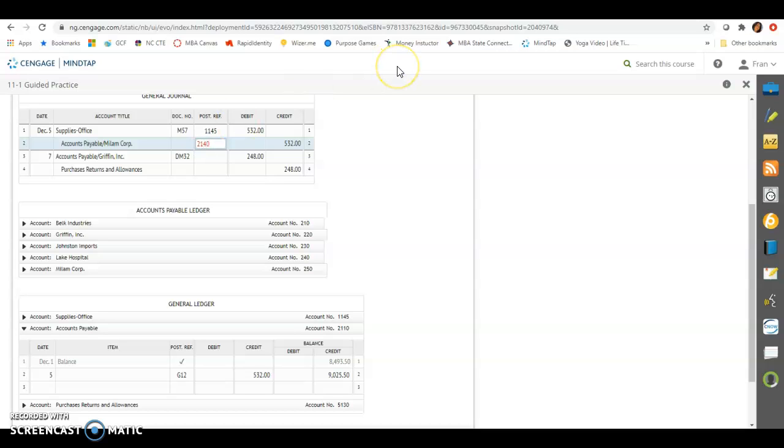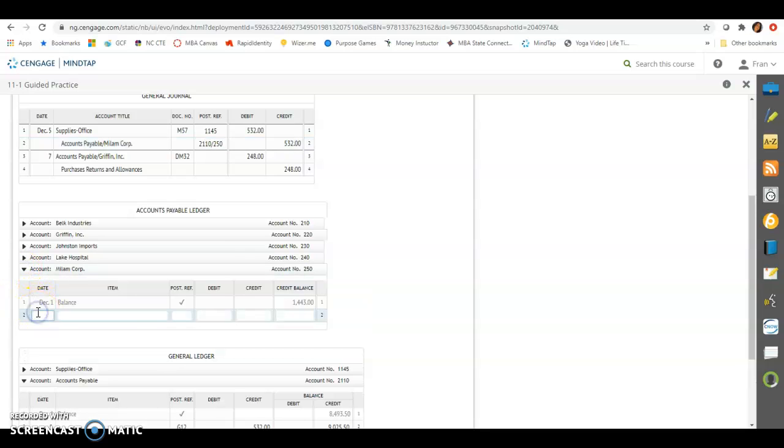But, whoops. 2110. Just like there's a dash accounts payable / Milam Corporation, we're going to put a slash here, and we're about to post it to Milam Corporation too. I'm going to go ahead and put that account number in here to show that we posted it to both of those. General Journal, page 12. Credit for 532. We have a credit balance in there.